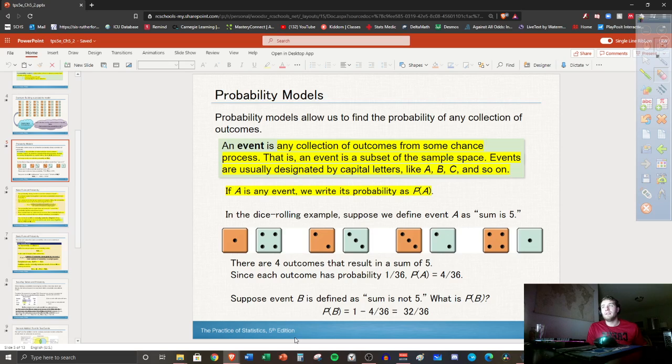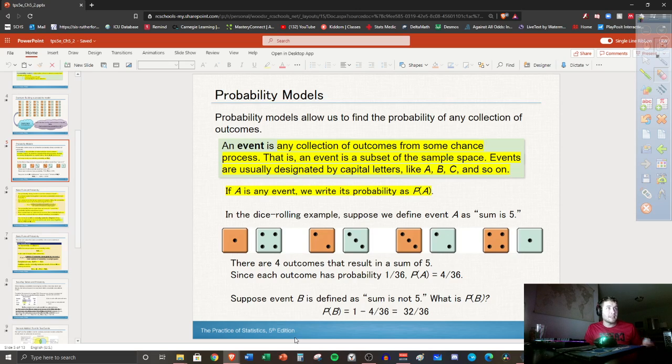All right, so an event is any collection of outcomes from some chance process. That is, an event is a subset of the sample space. Events are usually designated by capital letters like A, B, C, and so on. We can name it anything we want, but normally you'll see probability of event A and event B. That's typically how a lot of questions look. So I have that bottom part there that you should have written. If A is any event, we write its probability as P(A). So you're going to see that notation quite a bit. Usually the event is defined beforehand in the problem.